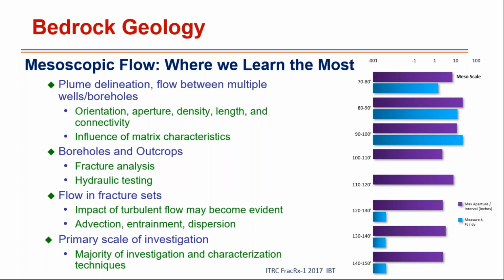So then you can start testing the wells. Now, what's the flow in the fracture sets? Is there turbulent flow versus Darcy flow? You can have that, especially in karst. Now, what sort of advection follows the fracture or primary porosity? You get entrainment in finer-grained areas. You get dispersion because if the number of fractures connecting, the fractures disperse the contaminant flow based on where the fractures go. So this is your primary scale of investigation, and we do the majority of our investigation and characterization techniques in this area. There's a lot written on this. It's worth looking up in the literature. The ITRC fractured rock document we published in 2017 goes into much more detail about this.